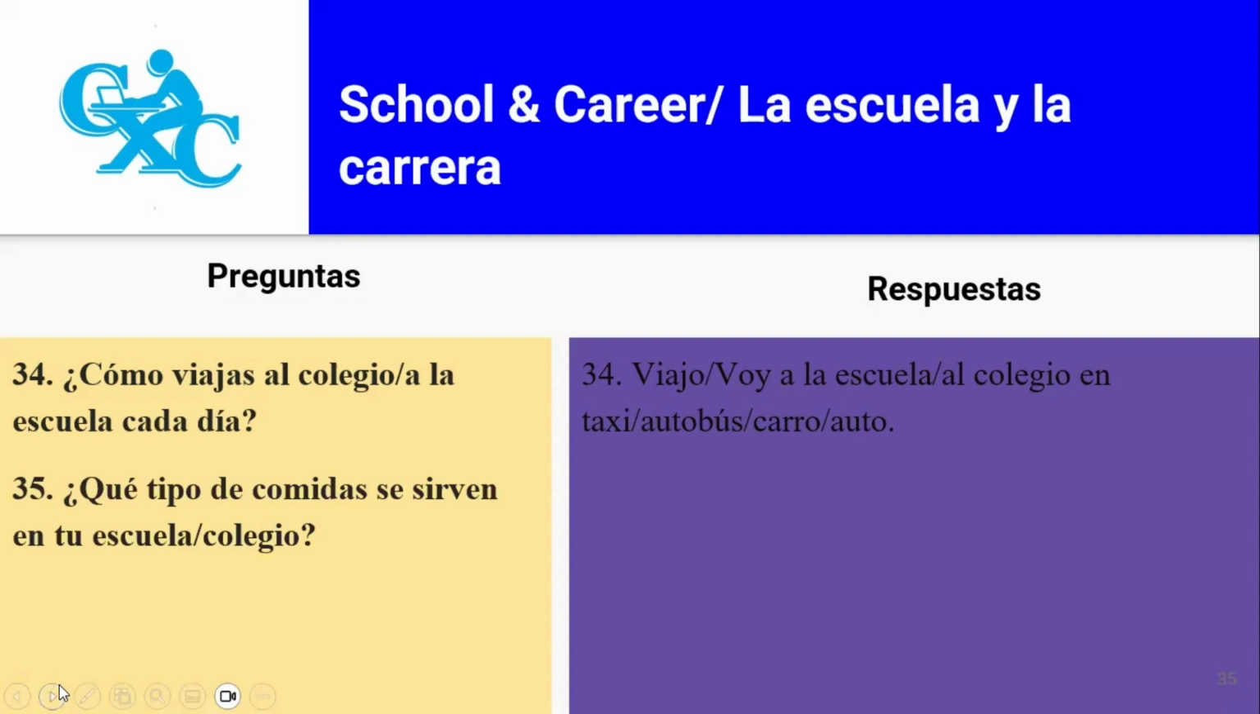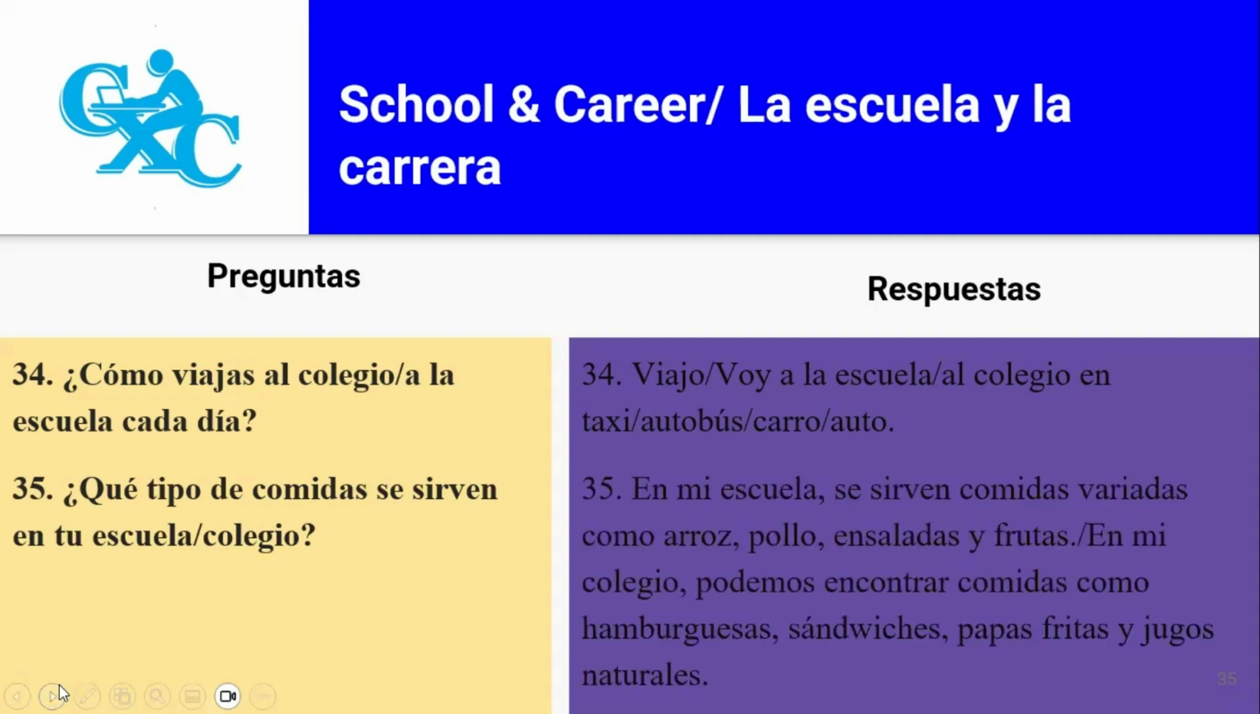¿Qué tipo de comidas se sirven en tu escuela, colegio? En mi escuela se sirven comidas variadas como arroz, pollo, ensaladas y frutas. En mi colegio podemos encontrar comidas como hamburguesas, sándwiches, papas fritas y jugos naturales. So those are some examples, all right, of how you can respond to that question. Look at the foods that are offered there. What foods are served at your school? All right, excelente.